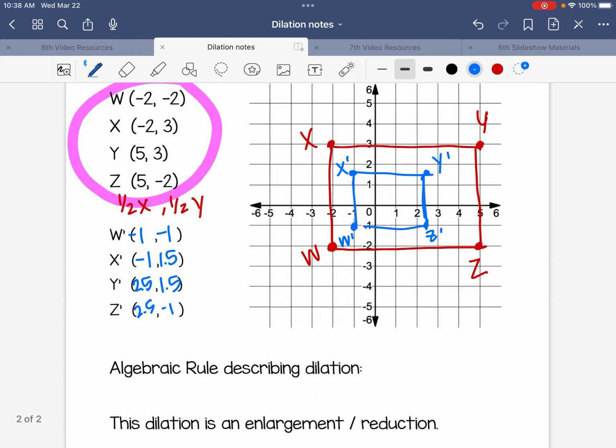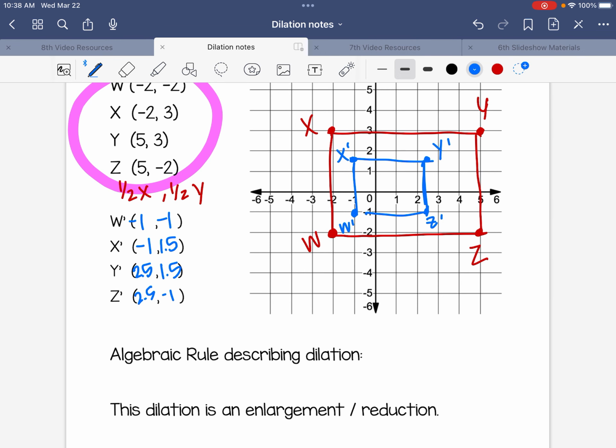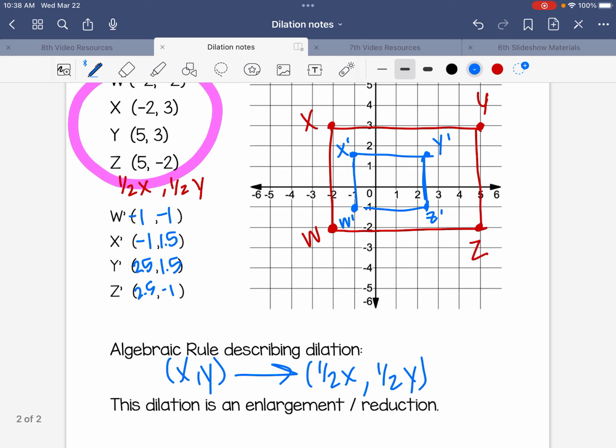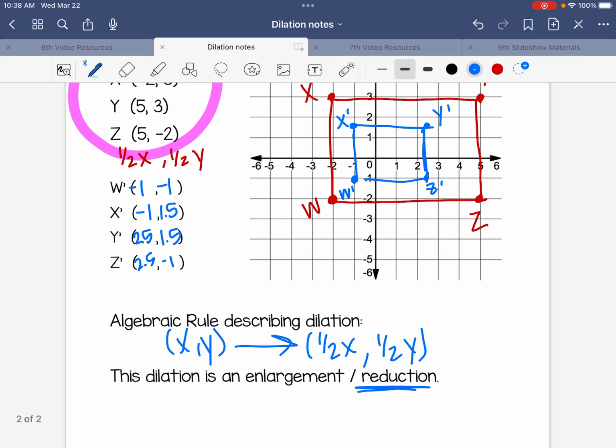But we want to write an algebraic rule. So again, our pre-image, which is (x, y), to find our new image, we took the x-coordinate and took half of it, and we took the y-coordinate and took half of it, because 1/2 was our scale factor. And we can see on our graph that this was a reduction.